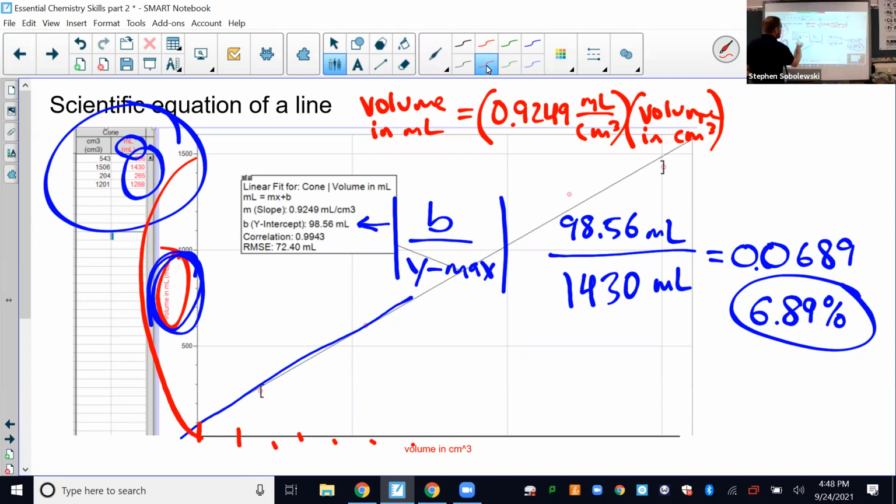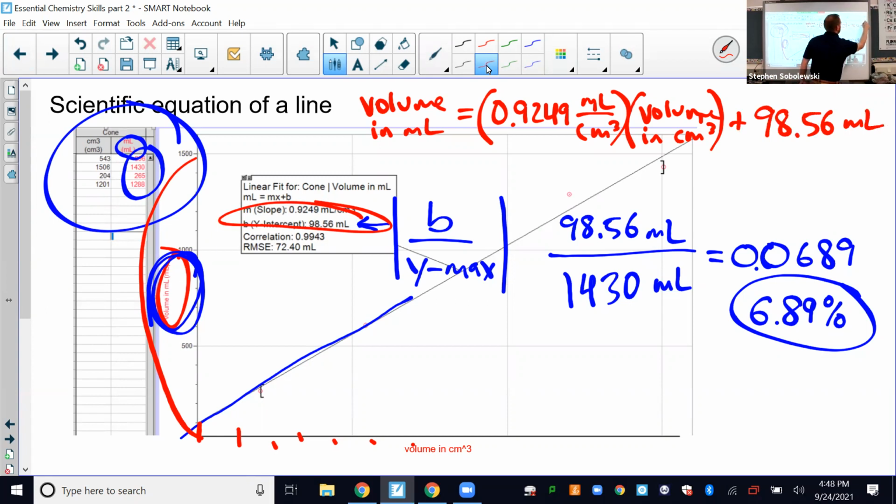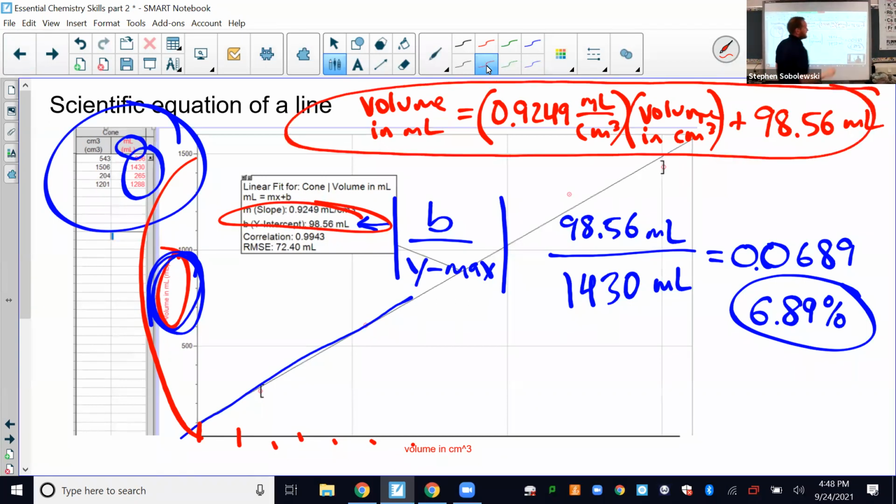So my y-intercept right here is 98.56 milliliters. You add that on to the end: 98.56 milliliters. And that is your scientific equation of the line. Now you're not going to do anything else with this. You're not going to solve for anything or plug anything in. If it just asks for the scientific equation of the line, there it is. Let's do one more.